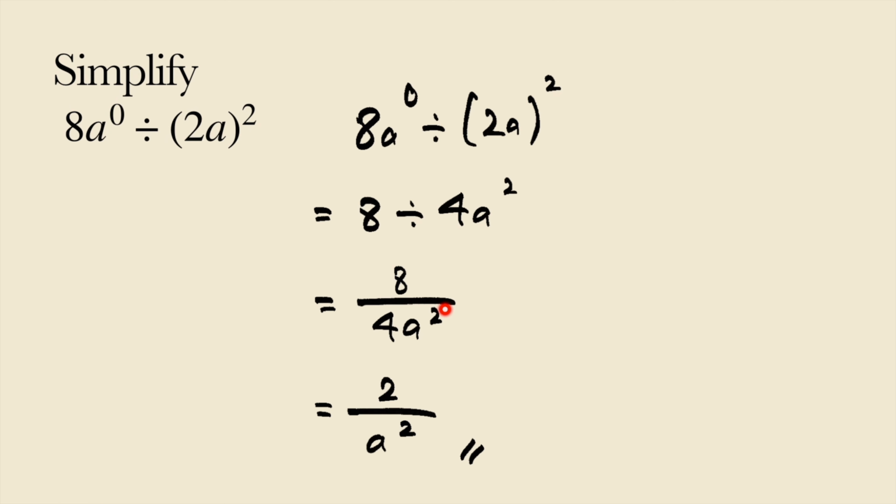So do we have anything else to simplify? Yes, the 8 and the 4. So this becomes a 1 and this becomes a 2. So we have a numerator of 2, a squared as a denominator, and that's the answer.